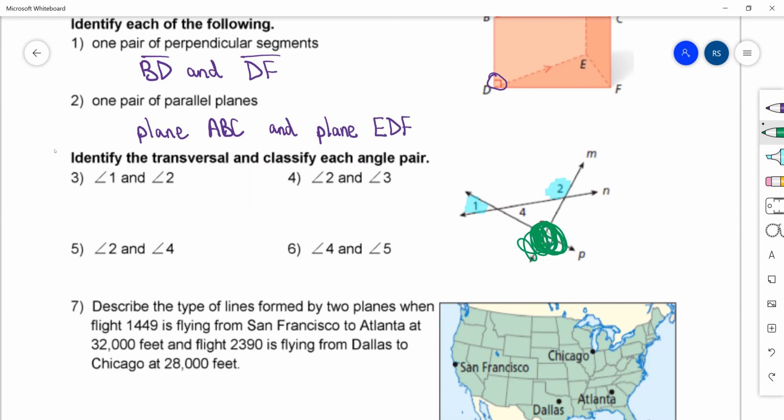Now, what's our transversal? Line N. That's what cuts through the other two that we're on. Line N is the transversal. So that's what we'll say for our transversal here. And then what kind of angles are these? If we think of these like streets, 1 and 2 are the same corner, but they're a block apart. So that's corresponding angles.